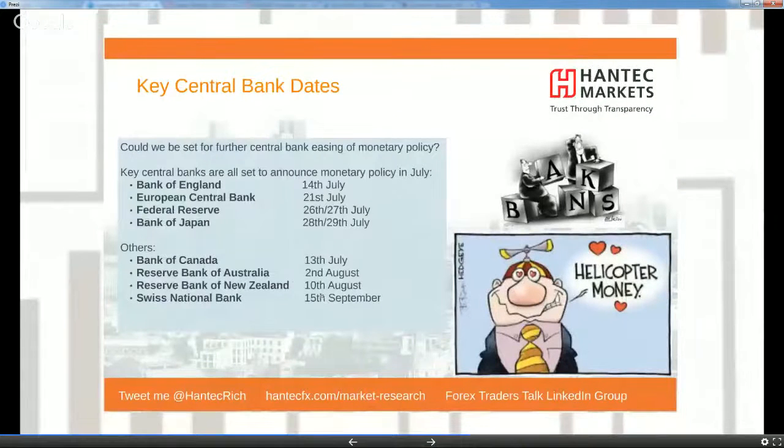So when are all these central banks announcing? First up, we've got the Bank of England, actually. I think that's going to be too soon for a rate hike. Also, you haven't got an inflation report either. It's unlikely to have a preemptive move. It's possible, but I don't think it's likely.